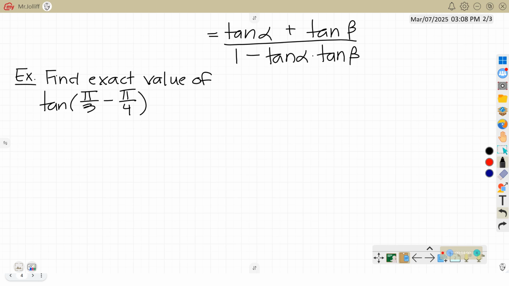Okay. So first step, use the sum or difference formula. This is a difference, which means I know it's going to be subtraction in the top and addition in the bottom. And I know that it's tan alpha, whoops, and our alpha is pi over 3 minus tan beta, which is pi over 4. In the bottom, it's 1 plus tan A times tan B. So 1 plus tan pi over 3 times tan pi over 4.